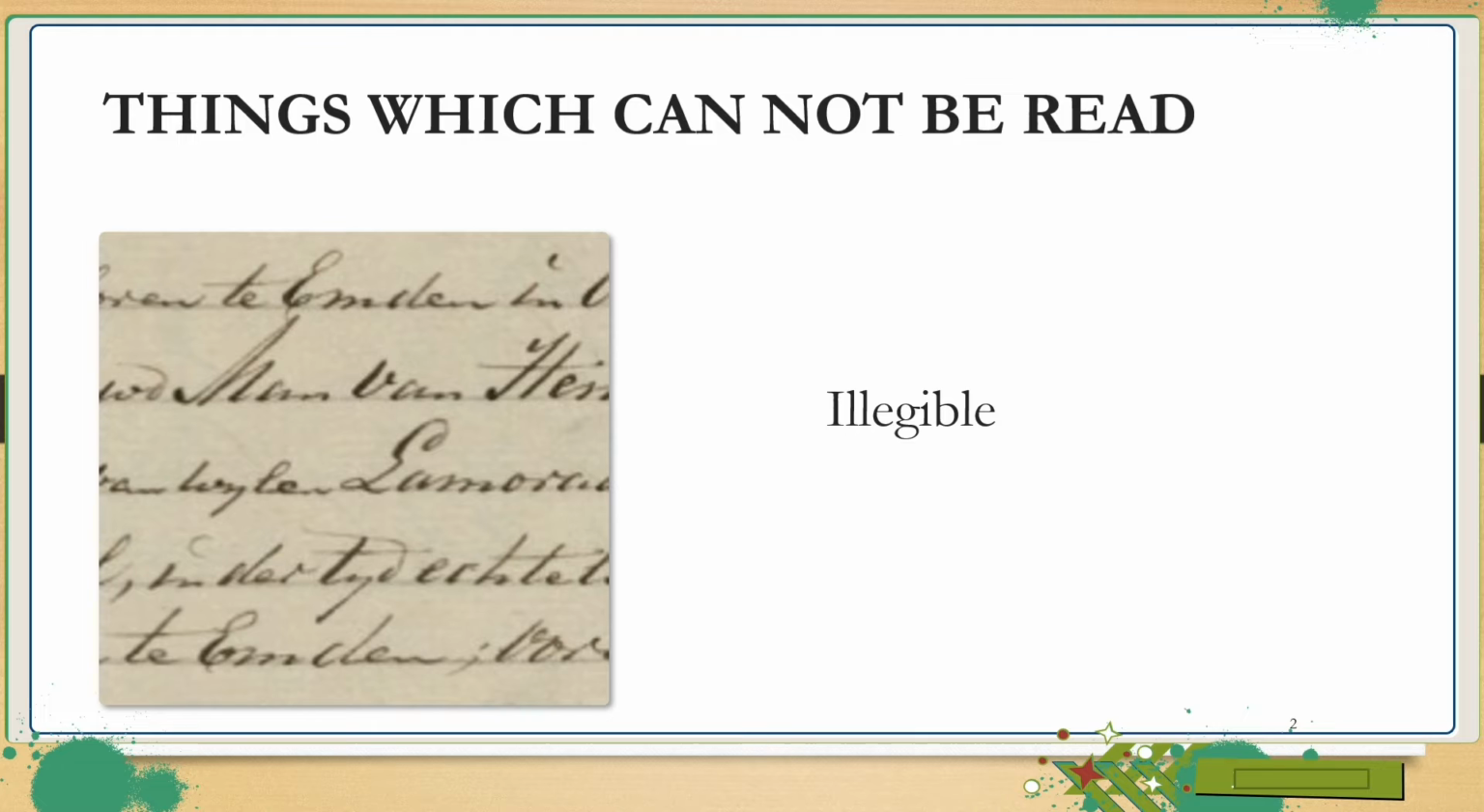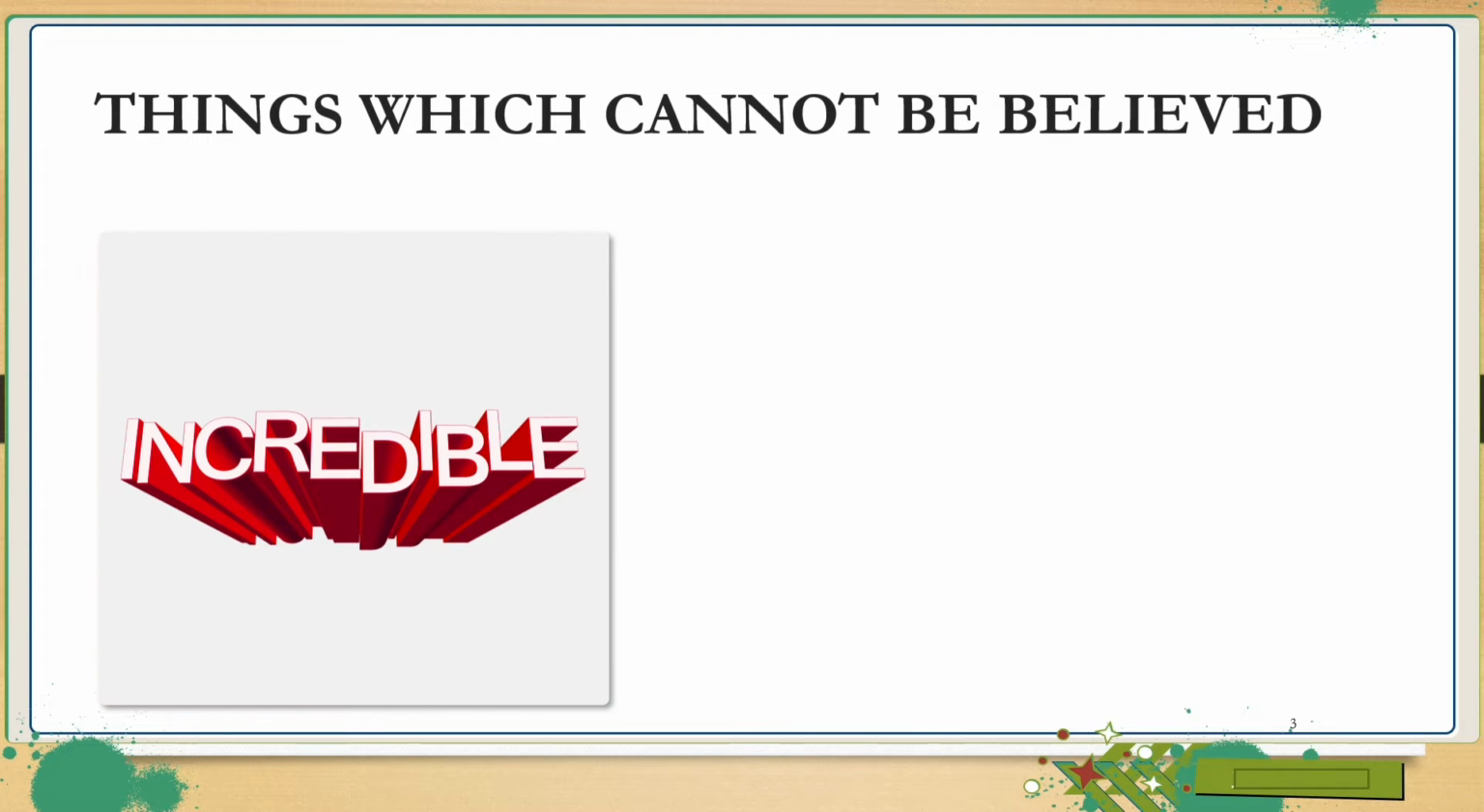So our next one is things which cannot be believed, and the substitution for these words is incredible. Now, whenever someone tells us a story and we say no, no, we can't believe that, we would simply mention that the story was incredible. Okay? Instead of saying that it cannot be believed, we would simply say it was incredible.